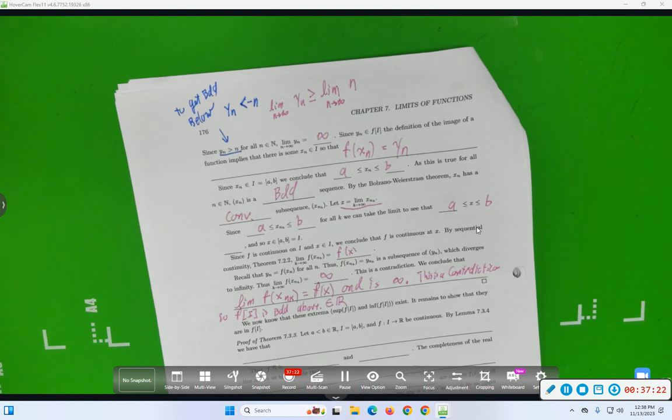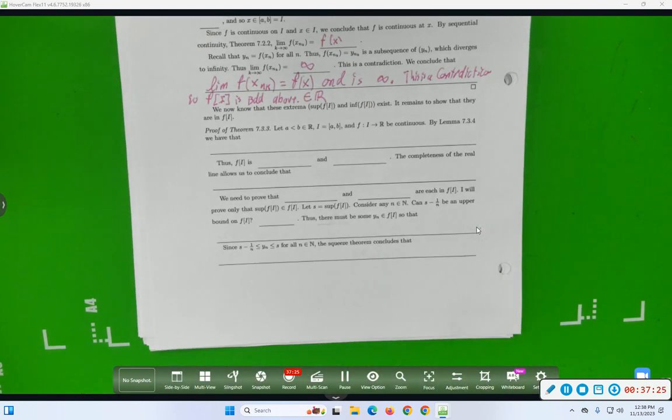Groovy. All right. So far we have that the f of the interval from a to b is bounded above and bounded below. So the supremum and infimum both exist. Now we need to show that you can actually hit them. And the proof of that is going to feel very similar to this. I thought I was going to use sequential continuity, so let's use sequential continuity.